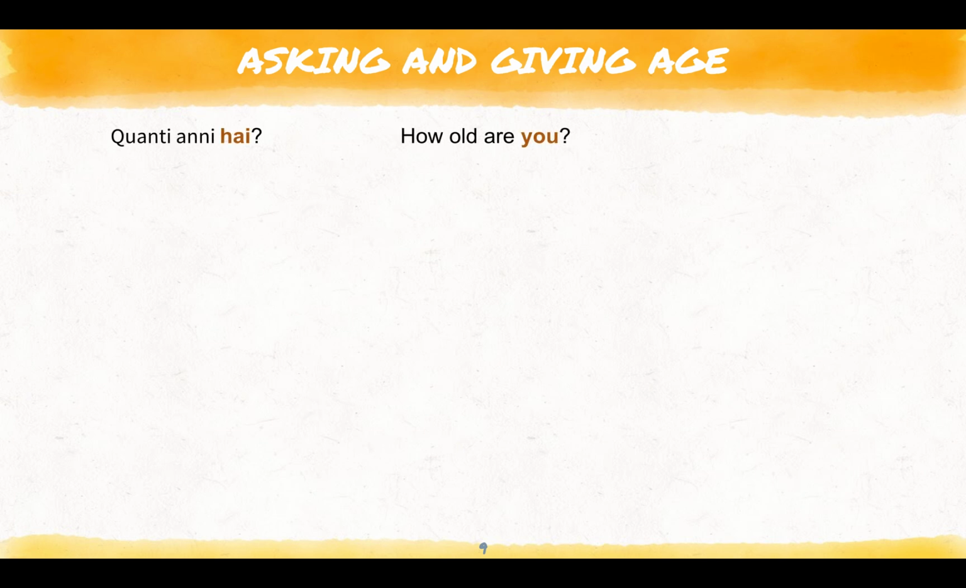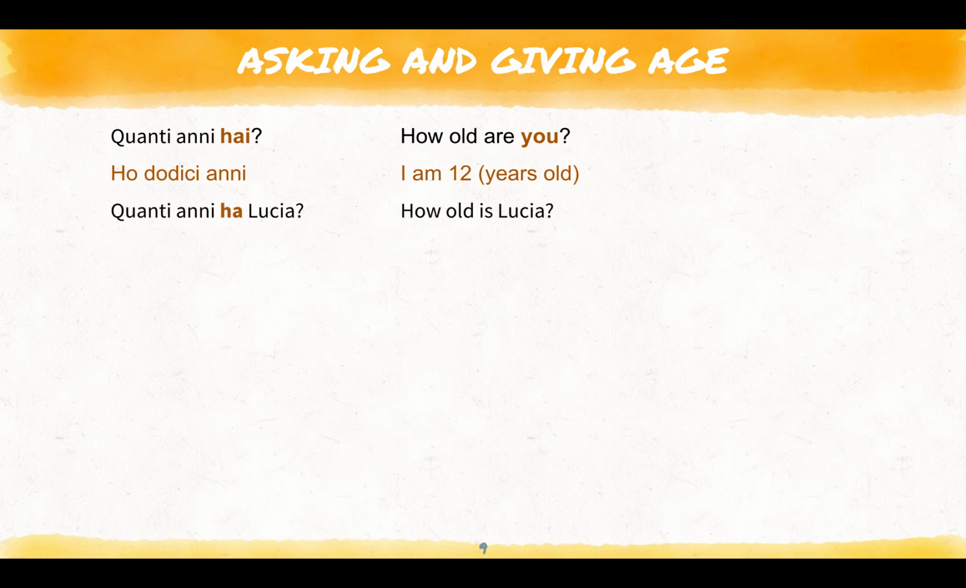So here are some examples. Quanti anni hai? How old are you? So tu hai. Quanti anni hai? How old are you? Ho 12 anni. Io ho 12 anni. I am 12 years old. Quanti anni ha Lucia? How old is Lucia, or how many years does Lucia have? Lucia ha 13 anni. Lucia is 13 years old, or literally Lucia has 13 years.